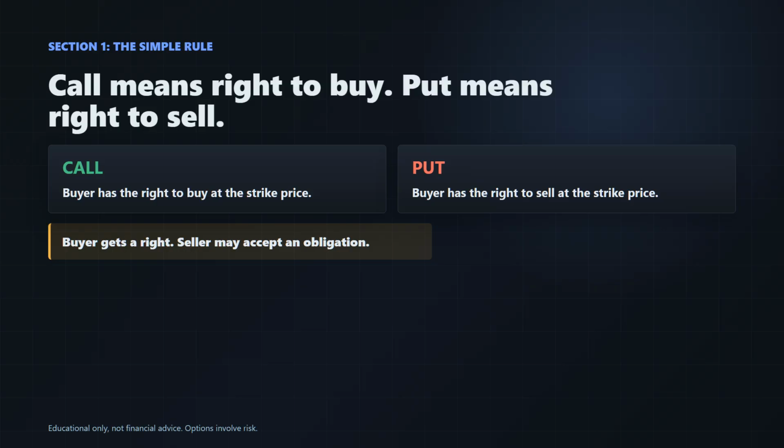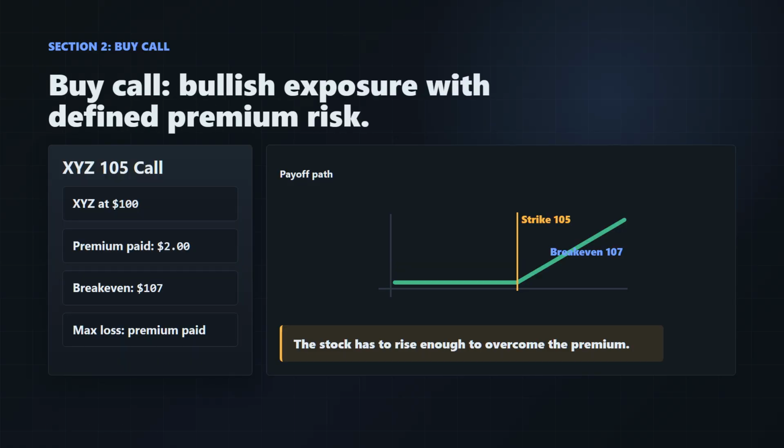If XYZ finishes below 105 at expiration, the call expires worthless, and the buyer loses the premium. If XYZ finishes at 106, the call has $1 of intrinsic value, but the buyer paid $2. That is still a loss overall at expiration. If XYZ finishes at 110, the call has $5 of intrinsic value. After subtracting the $2 premium, the buyer is up $3 per share before fees.